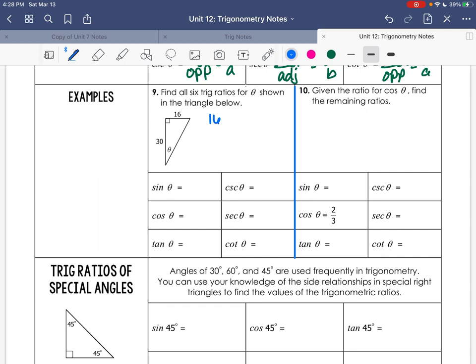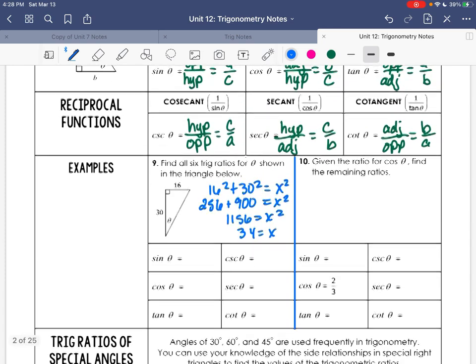So we're going to do 16 squared plus 30 squared equals x squared. So you get 256 plus 900 equals x squared. So that's 1156 equals x squared. And so that our life is easier right now, that is a perfect square. The square root of 1156 equals 34. So when we fill these in, we're going to start and just go through all 6 from up here.